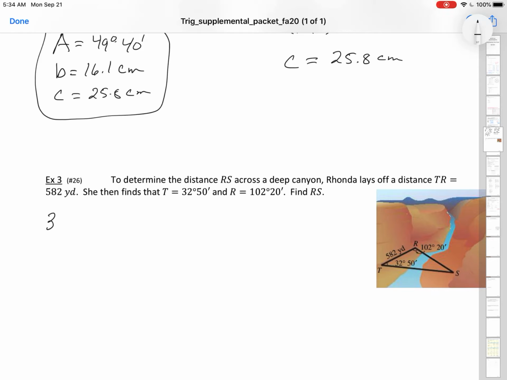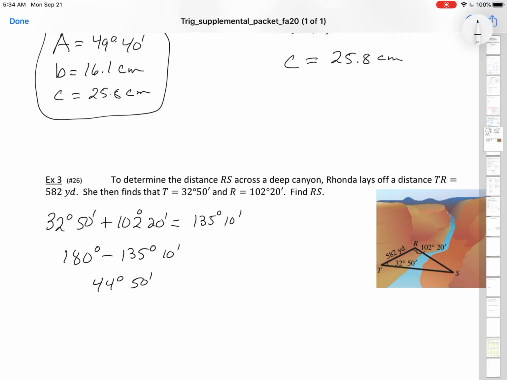So we're going to first take 32 degrees 50 minutes, add to that 102 degrees 20 minutes, and come up with a nice 135 degrees 10 minutes, right? Then we're going to take 180 degrees and subtract away the 135 degrees 10 minutes, basically a chapter 1 type of thing for us. And we're going to come up with 44 degrees 50 minutes when you go through that process. And so that's the angle S.